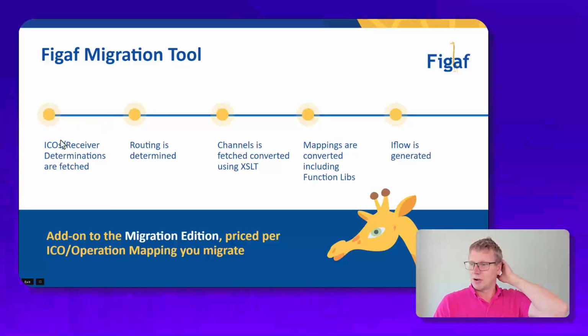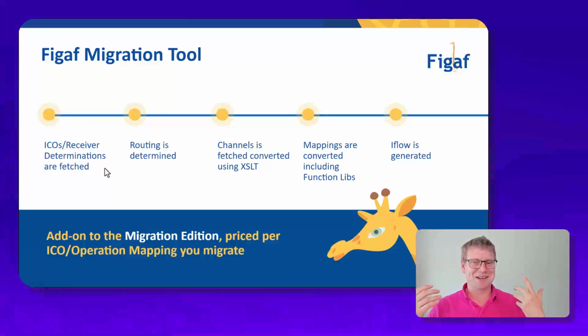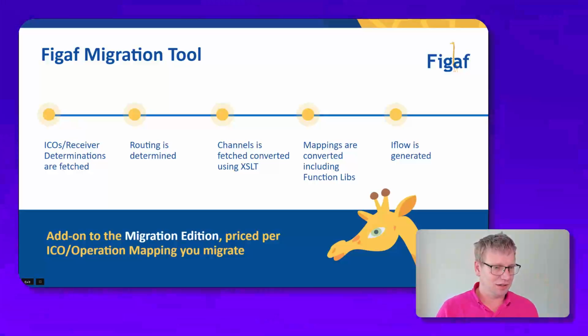So it is about ICO's receiver determination. It takes data from the PI system, receiver determination, converts it into a BPMN model, converts channels, and then method mapping, function libraries. We have a lot on the function library. I spent a full half an hour on function libraries and how you could actually change these things and ensure you're doing well.